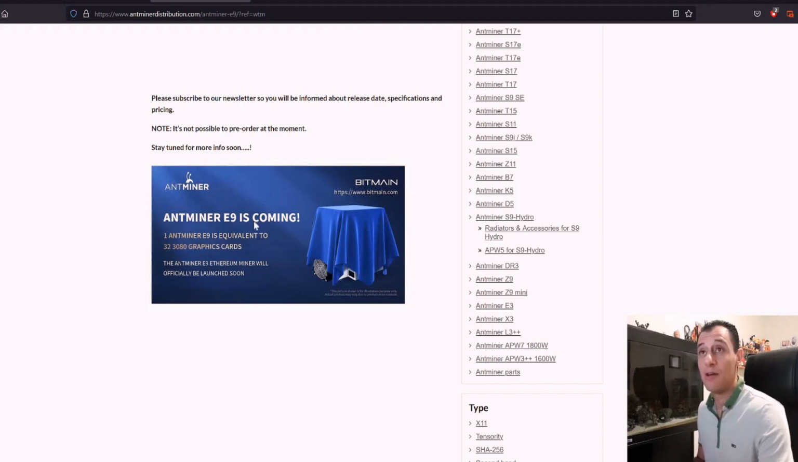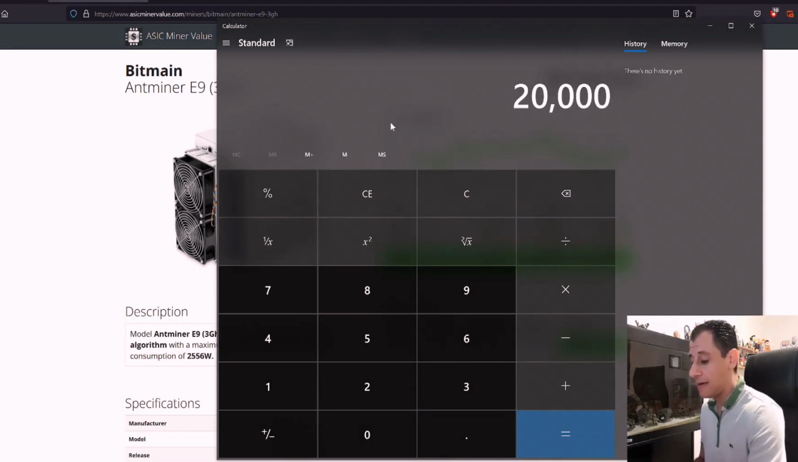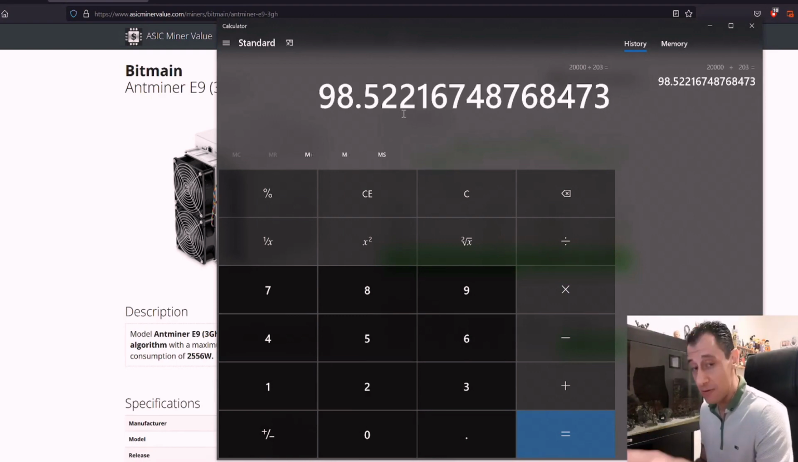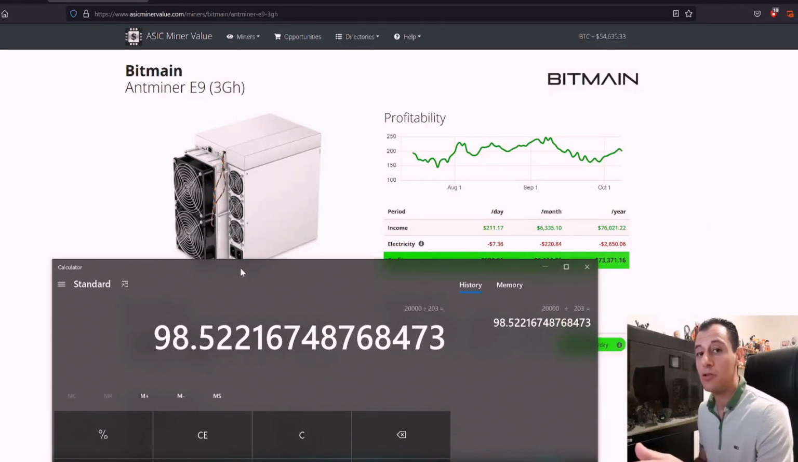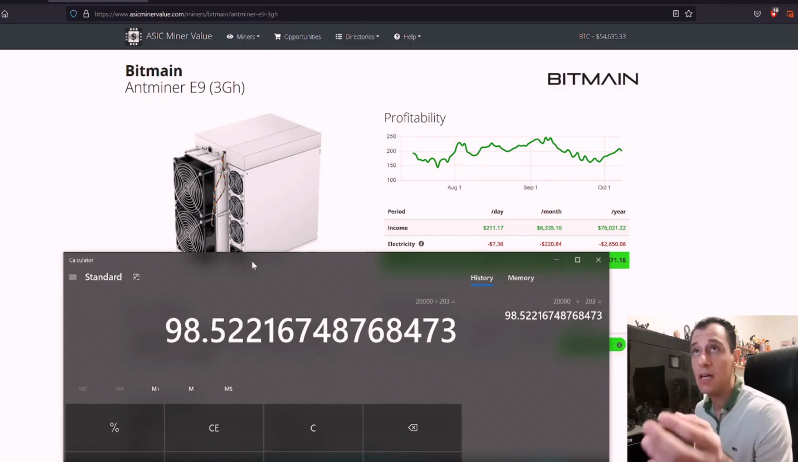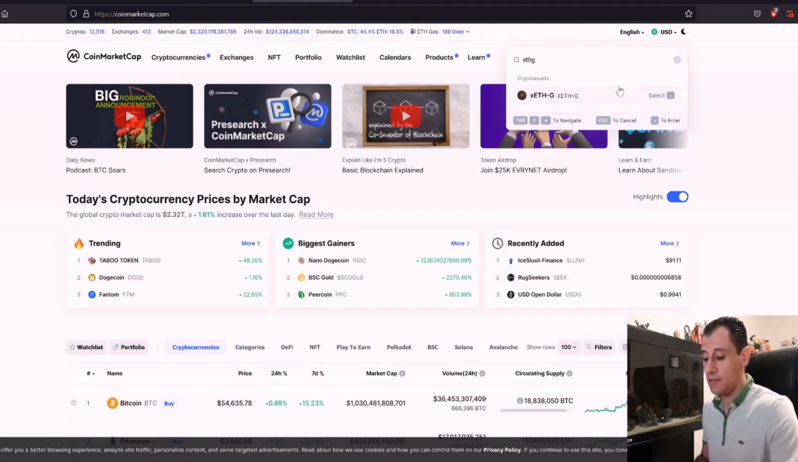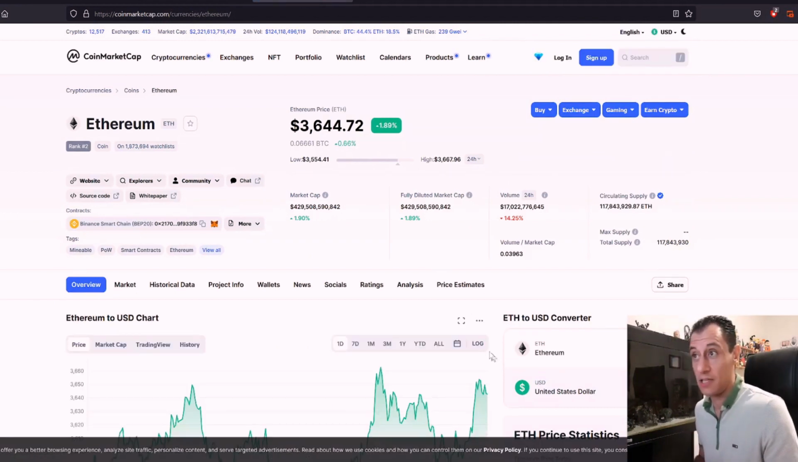So let's just do a rough and quick calculation here. So let's say it were to cost $20,000 US dollars. If we divide that by the 203 that you'd be making per day, if the price were to remain the same, you would be breaking even in just 98 days on this miner. 98 days. If the price were to remain the same at 3,100 euros, which is around $3,300 today, we can quickly check out the Ethereum price as well. So in dollars here, let's go to ETH, and Ethereum is currently at $3,600. It actually went even higher today.